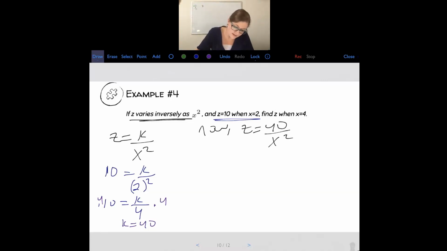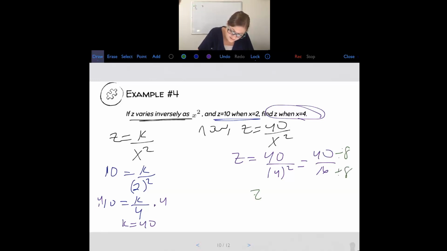Okay? And then really what we're trying to find is z when x is 4. So we plug in 4 for x squared. So we get 40 over 16, and you can keep reducing. Both are divisible by 8. So z is equal to 5 over 2.